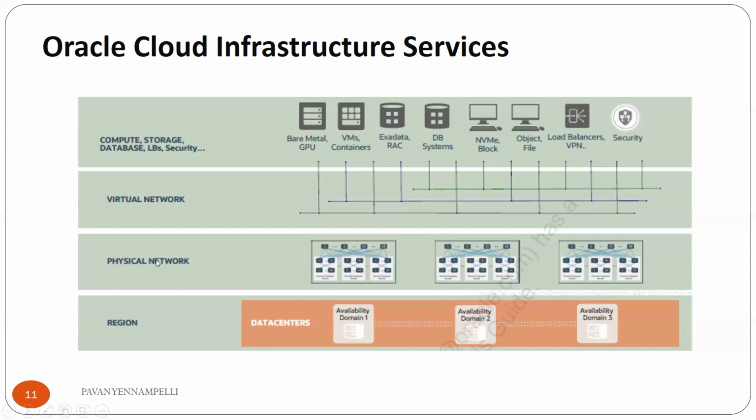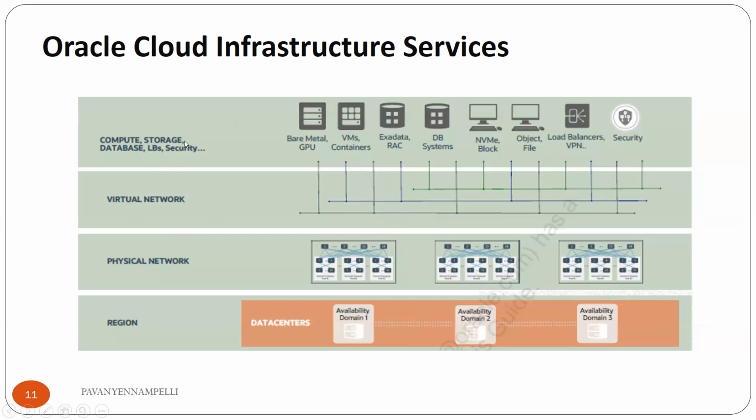The next layer is the physical network. In this layer we have a lot of network ports connected to each other. Within the region's data centers we have hundreds and thousands of network ports attached, so that the network bandwidth is very fast, and there is no latency in the network. Next is the virtual network. In this layer the networking is completely virtualized and attached to applications like databases or storage.